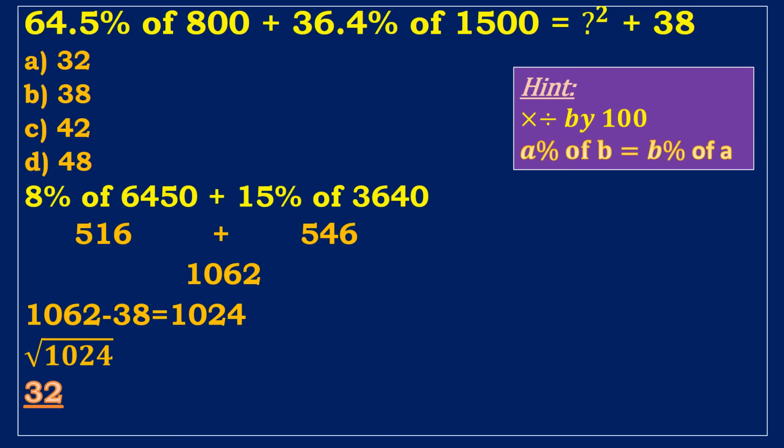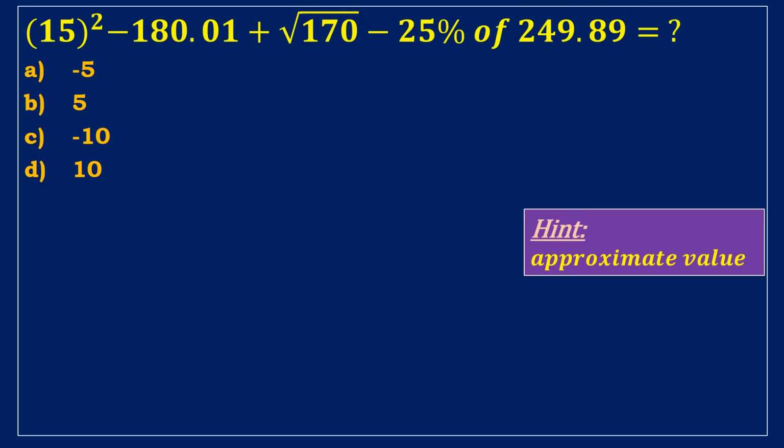Let's look at the sixth example to understand this simplification concept with approximation technique. Simplify the equation: 15 square minus 180.01 plus square root of 170 minus 25% of 249.89. Using the approximation technique, we solve this problem in a smart way.